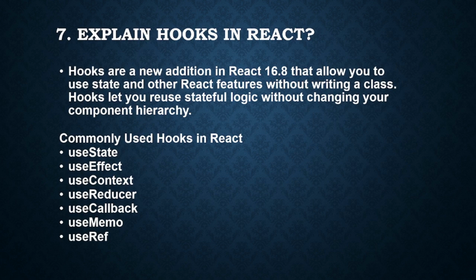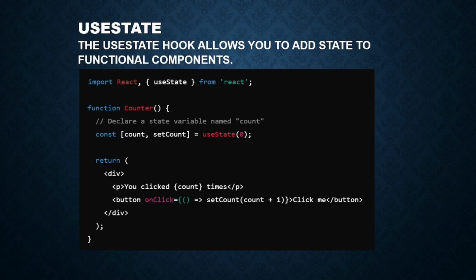So we'll see some of the important hooks. First, what is useState? From this code you can see we have count and setCount, and we have assigned them with const using useState. Whatever is in the brackets, 0, is the initial value of the state. So count has the initial value, and setCount is what you use to update the value.